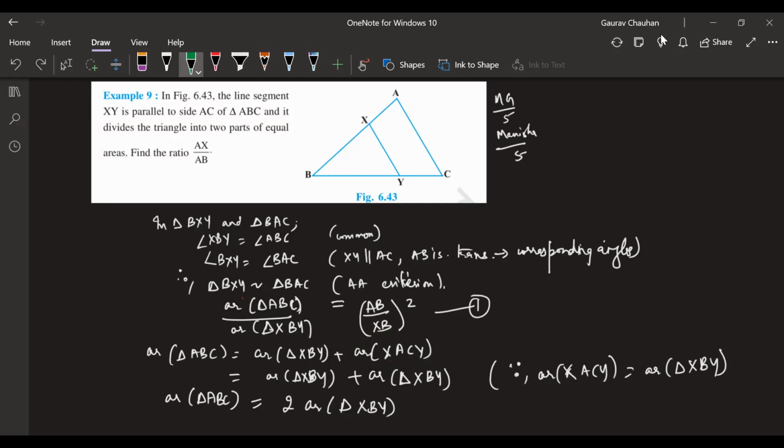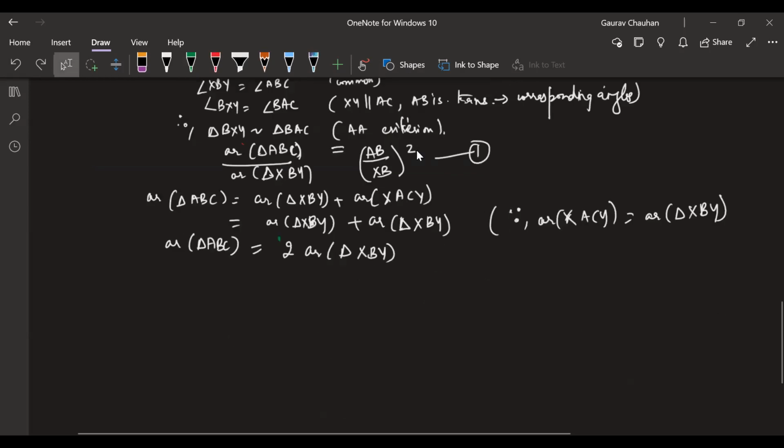Minju, are we good here? Yes, sir. Okay, and that's what I'm doing. A plus A is giving me 2A. Area of triangle XBY plus area of triangle XBY is giving me 2 times area of triangle XBY. Okay.